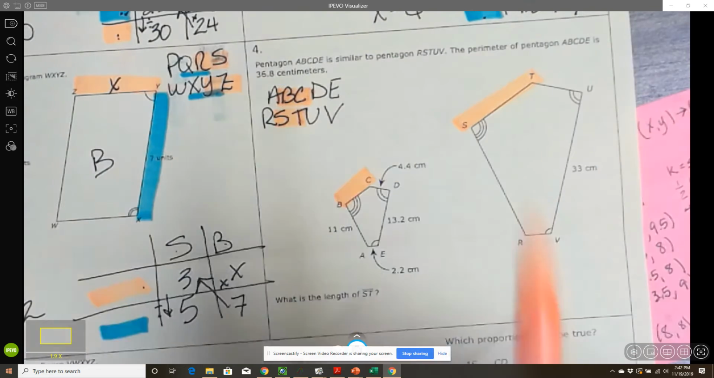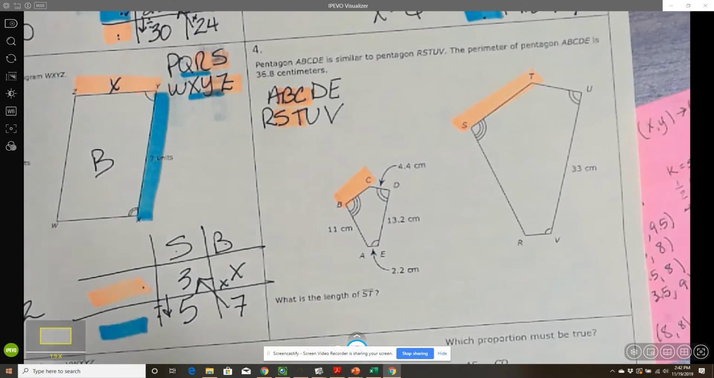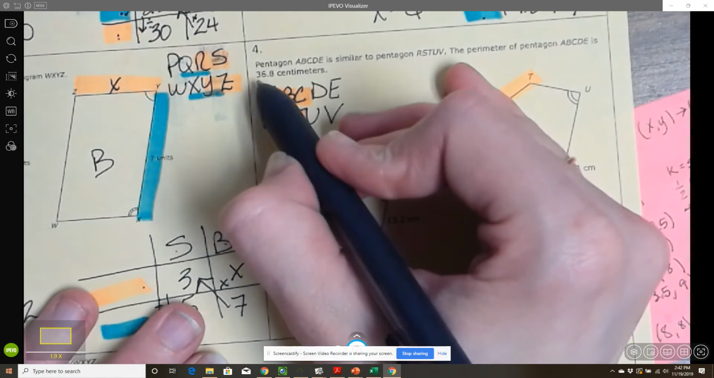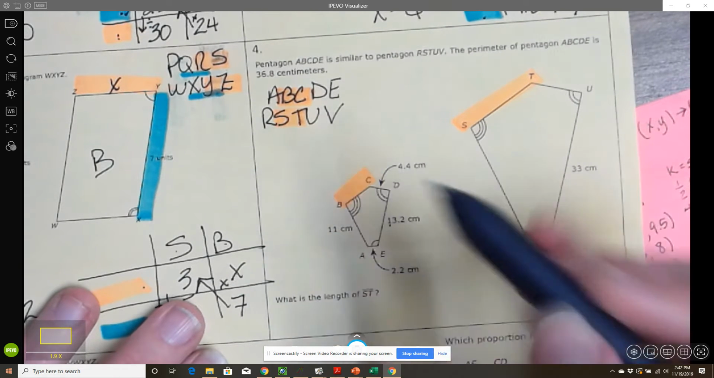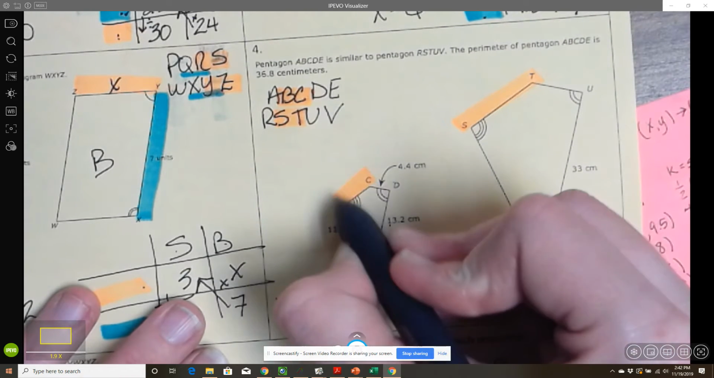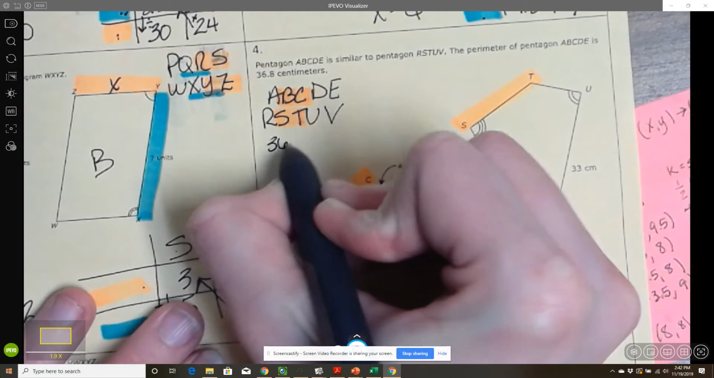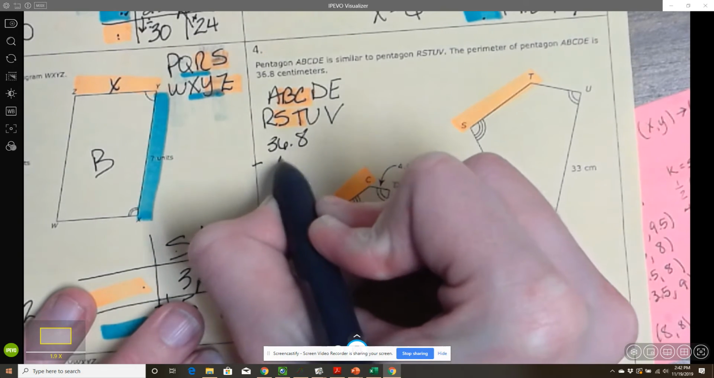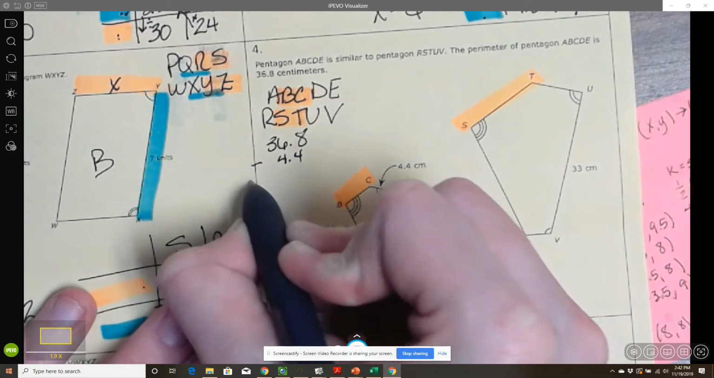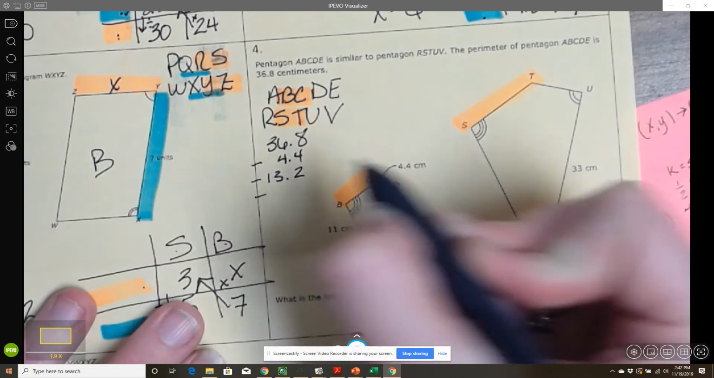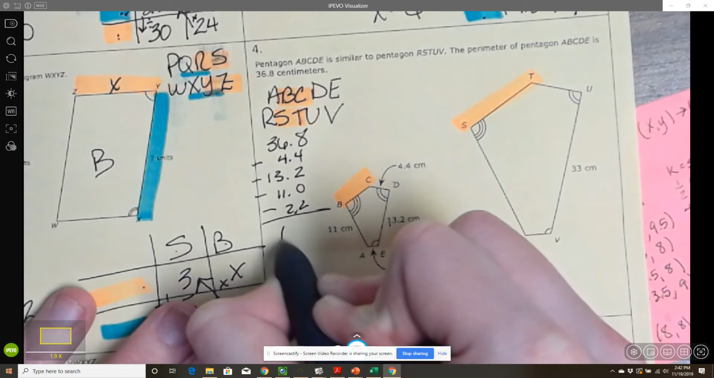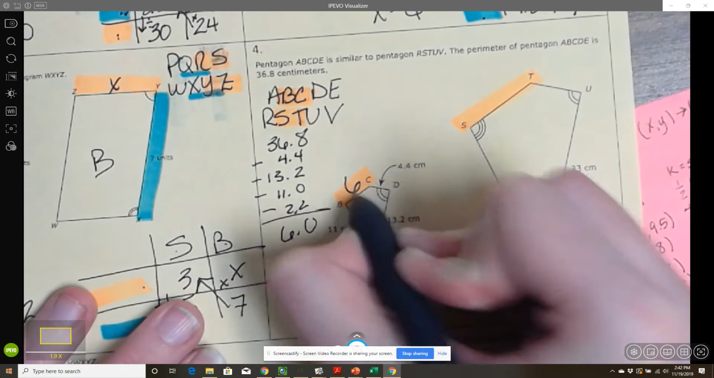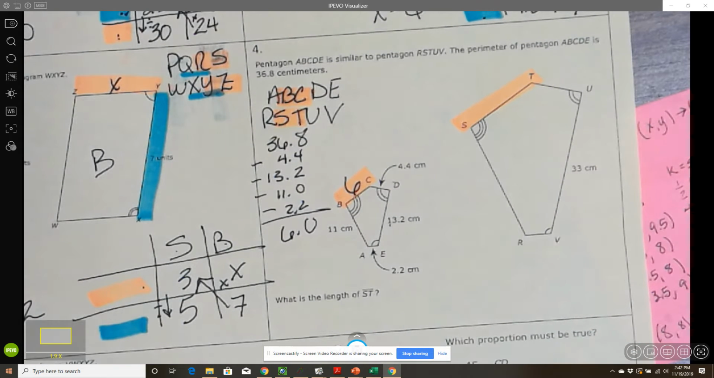And if you see here, that side is not labeled, but I know the perimeter. So the perimeter is what happens when I add all 5 sides up. So to find just that missing side, I can take 36.8 and subtract all the known sides, which gives me 6. So this side is 6. So that's what I meant by multi-step.